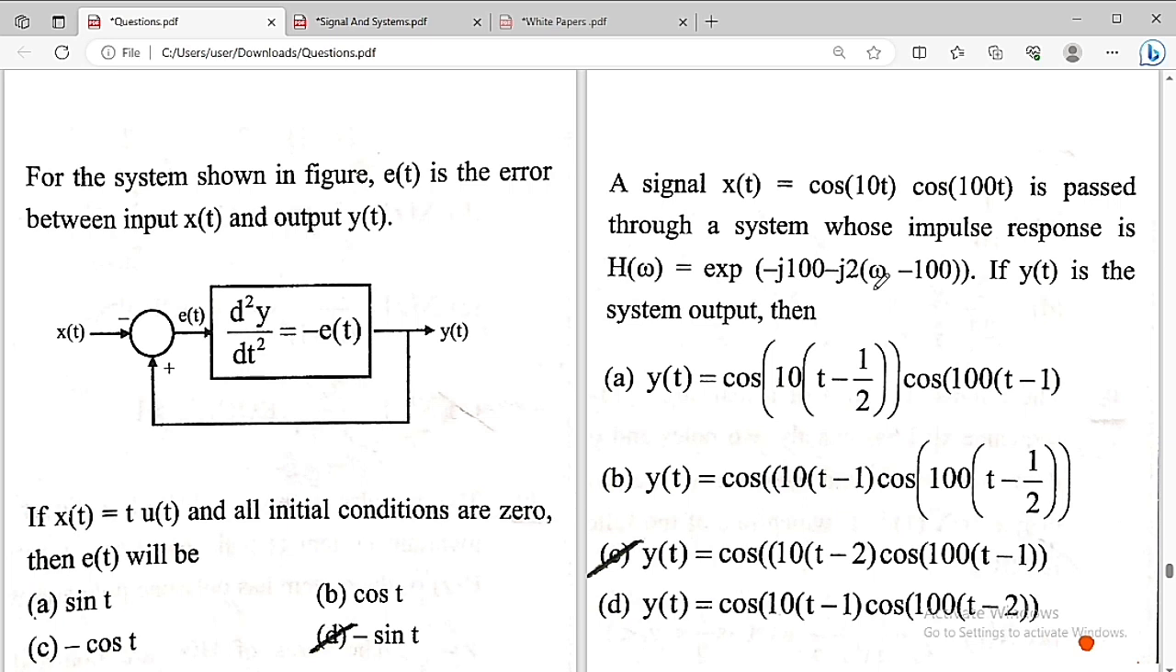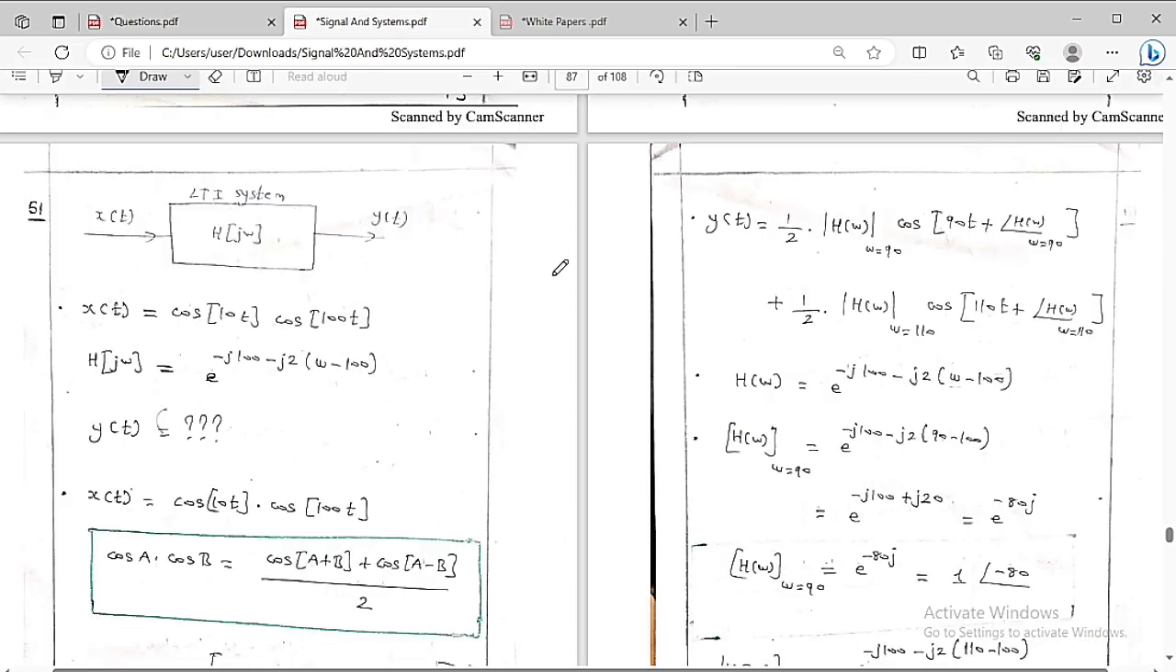And also the input expression x of t is given. From this we have to find the output expression. Of the four options, option C is the correct solution of this question, which is y of t equal to cos of 10 of t minus 2 into cos of 100 of t minus 1. So let's solve this numerical.